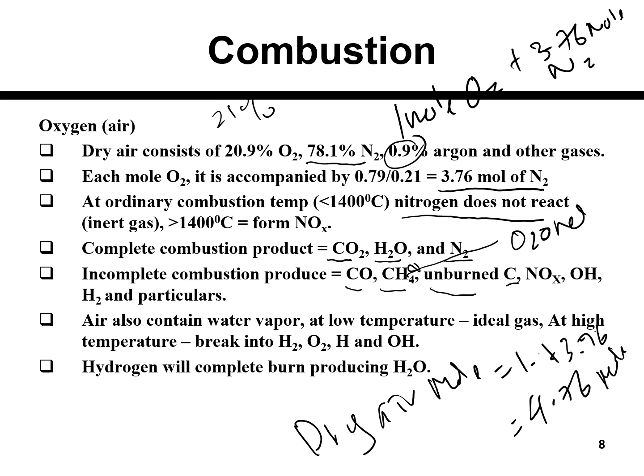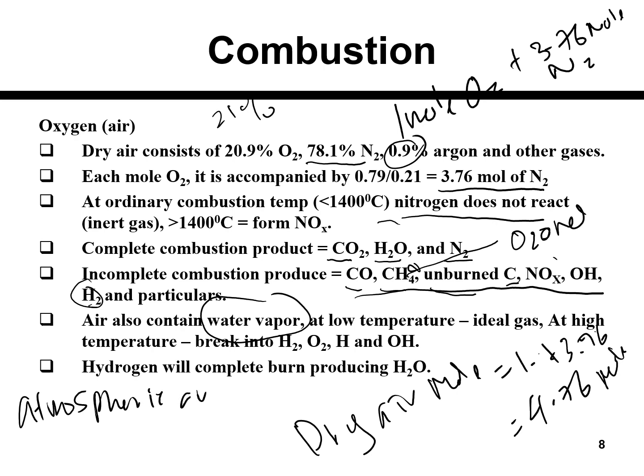And then number C, so this is all greenhouse gases, except for this, which is also a greenhouse gas. And then air also contains water vapor. With the water vapor, as we have seen before, the atmospheric air is a combination of the moisture plus the dry air. So a complete analysis for the combustion must also consider the moisture.